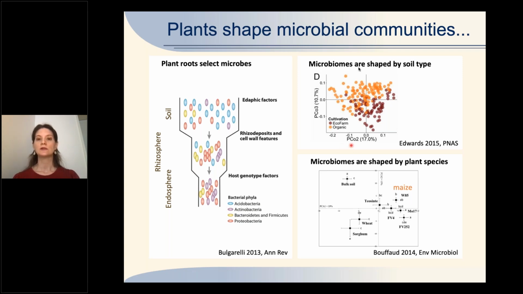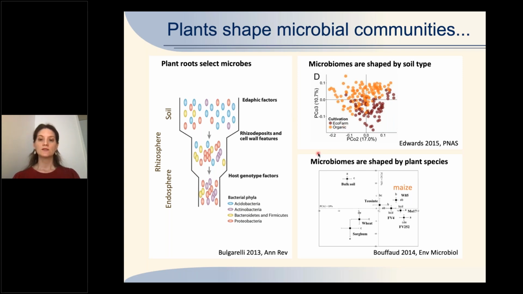Also, we know that the type of microbiomes that are found associated with plants depend on the soil type, which makes sense because the soil is like the original environment from where microbes can colonize roots at the end. And here we can see a comparison between conventional farming and organic farming, and we can see a pretty nice distinction of the microbiomes on this principal component analysis plot.